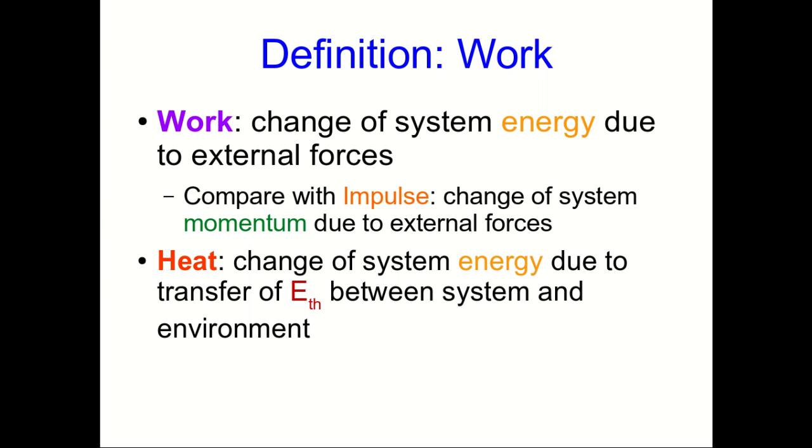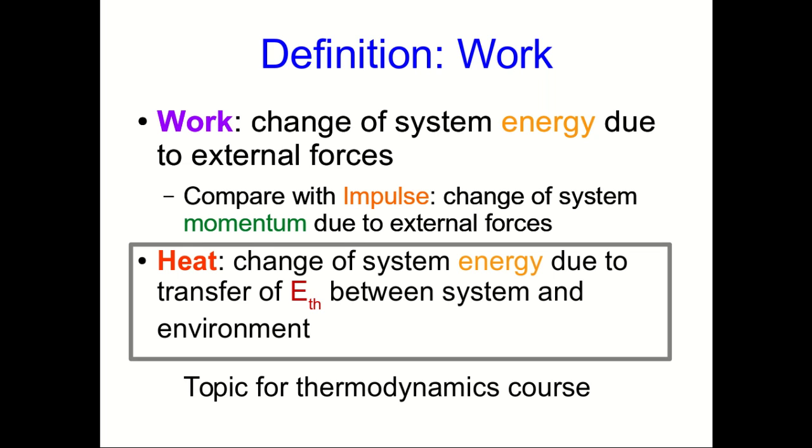I also want to contrast work with something else that we won't really look at in this course, but I feel I should mention, and it's heat. One way to change a system's energy is to have external forces act on the system, but another is to have thermal energy get transferred directly between the system and the environment. When that happens, the amount of energy that was transferred between the system and the environment is called heat. And note, that means heat is not the same thing as thermal energy. That's all I'm going to say about heat for this entire course. I'll have to leave that as a topic for a thermodynamics course.